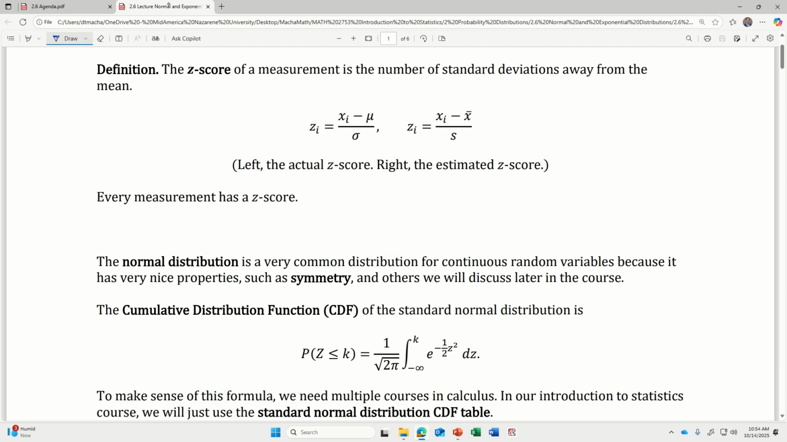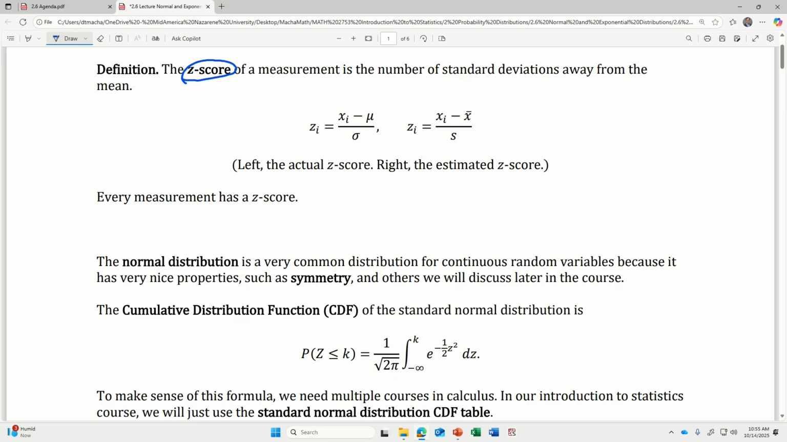To start with, the definition of z-score, and you've already seen this multiple times. To get a z-score, you subtract away the mean, and you divide by the standard deviation. So a z-score is a way to say, for any particular measurement, how many standard deviations are we away from the mean?